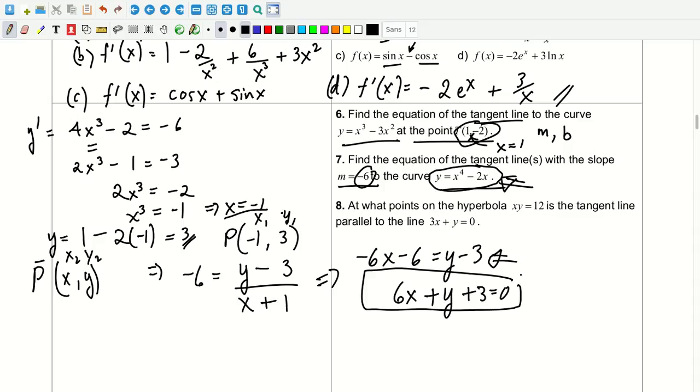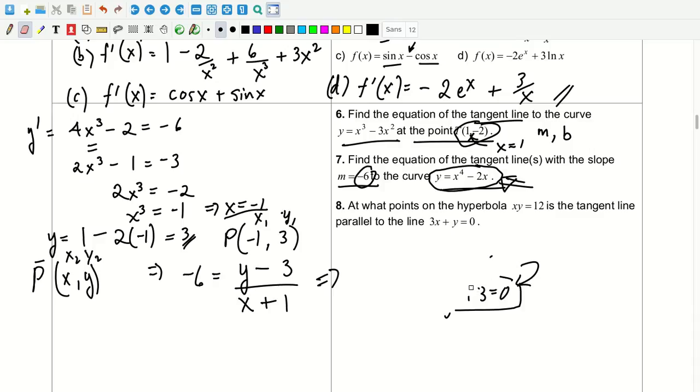If you manipulate this, you should get this guy. All right, next, at what points on the hyperbola xy equals 12 is the tangent line parallel to that equation?